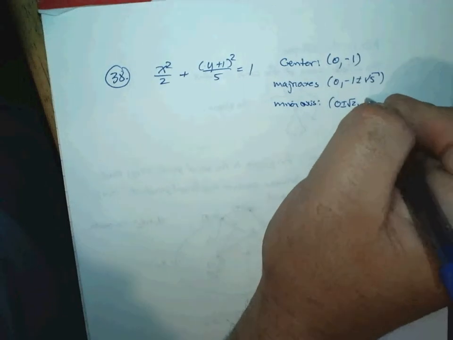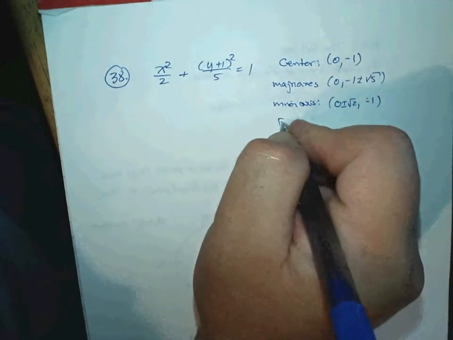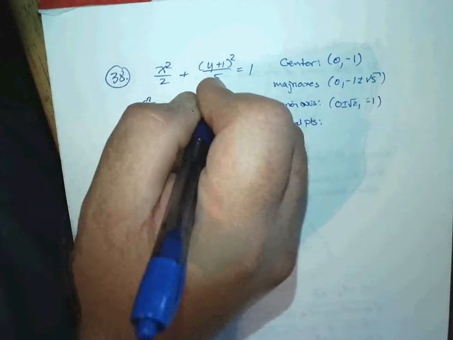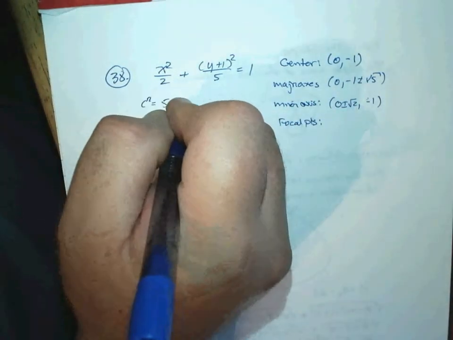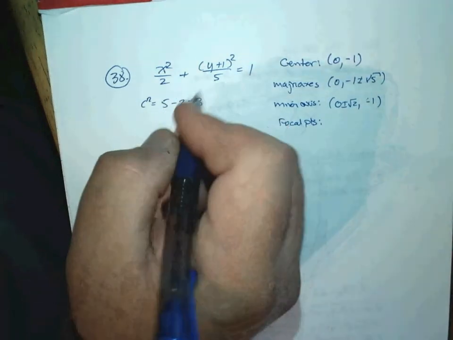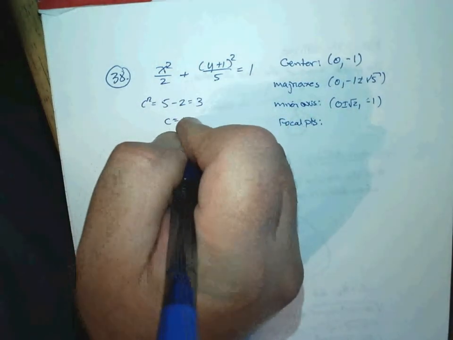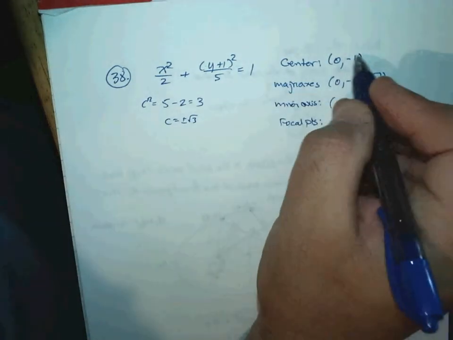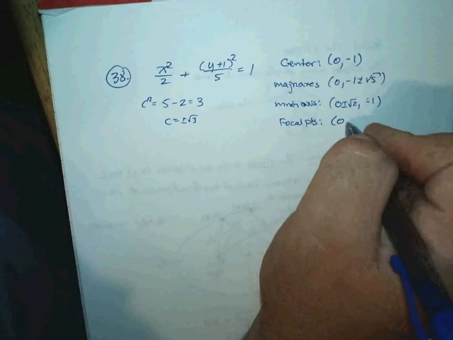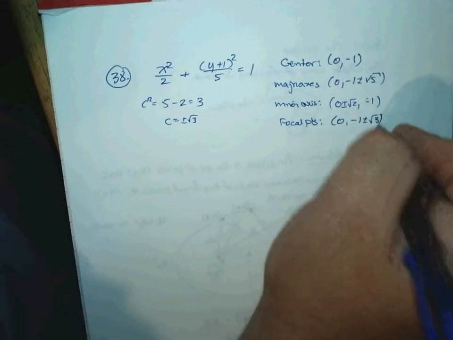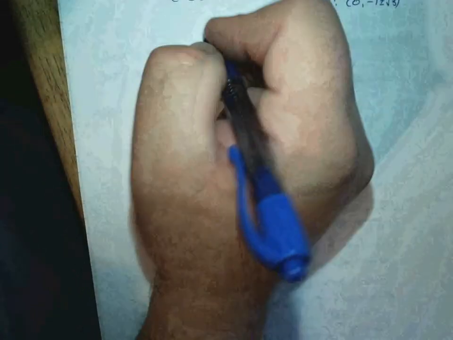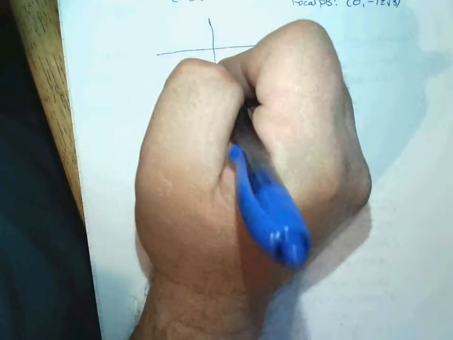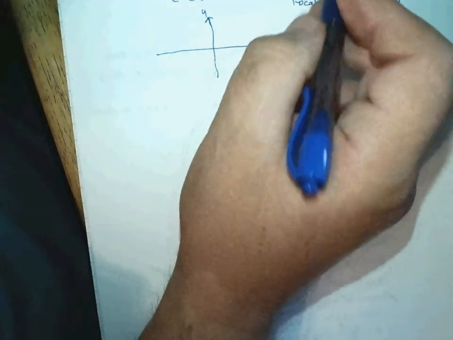The minor axis is in the x direction, 0 plus or minus the square root of 2. And the focal points: C squared is the larger minus the smaller. C squared is 3, so you're going to get C is plus or minus root 3. And you're going to move in the y direction from the center, plus or minus root 3, for your focal points. Okay?